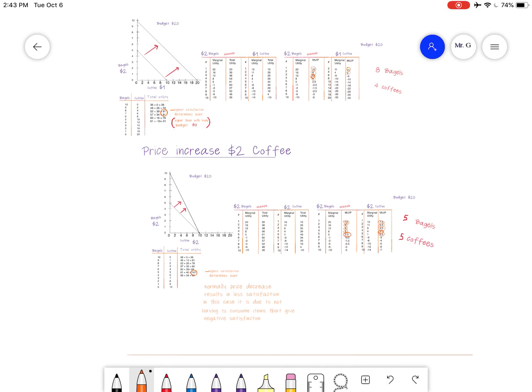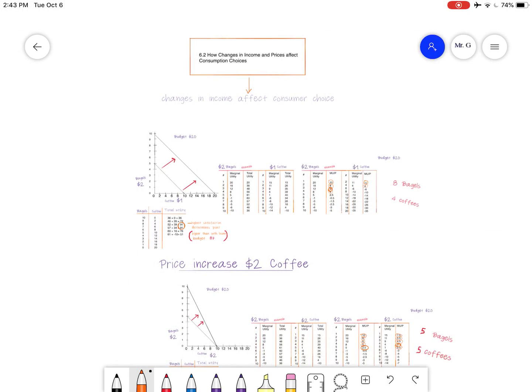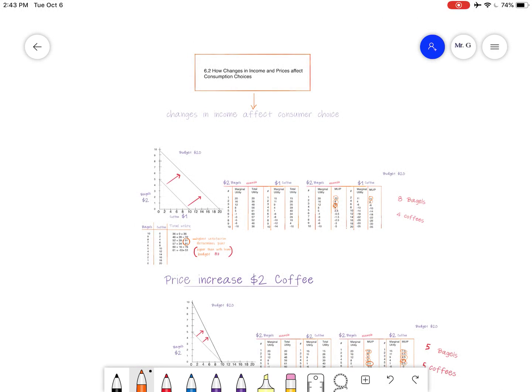And then in 6.3, we're going to be going through some other effects with the whole idea of utility and how it's used to make choices.